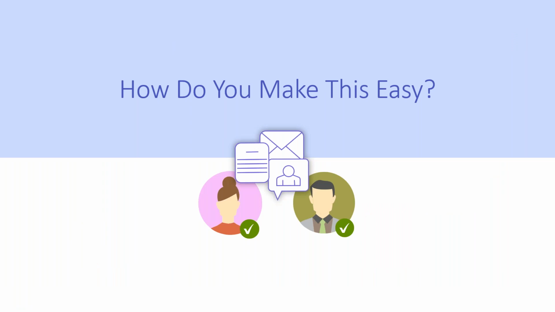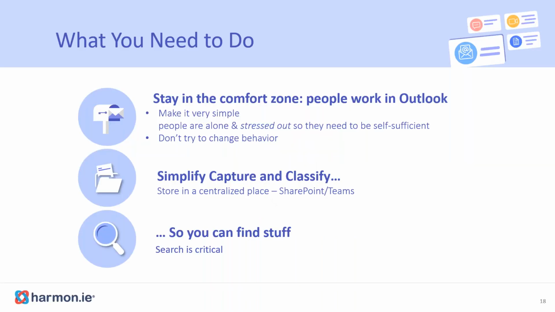So the question is, how do you make this easy? That's always a great story. The question is, how do you actually do this in principle? So at Harmony, we believe that there are three main pillars of principles that you need to keep in order to fulfill the requirements to make things easy for people and so that they can be self-sufficient.